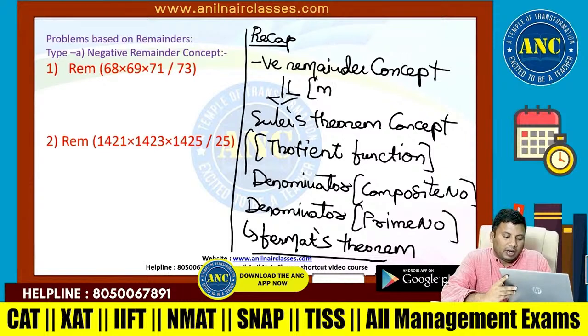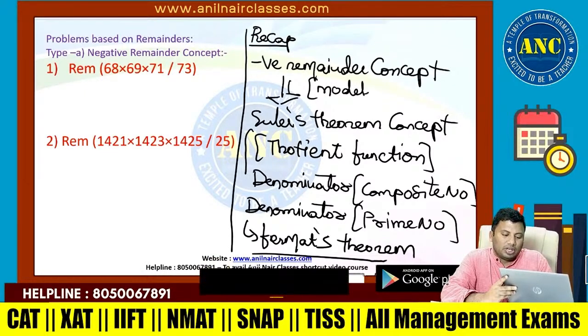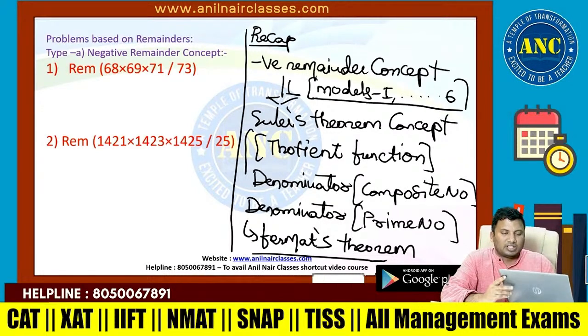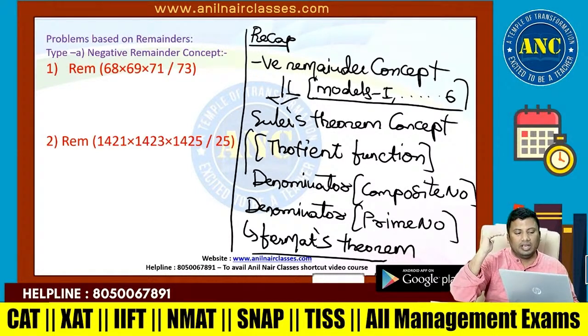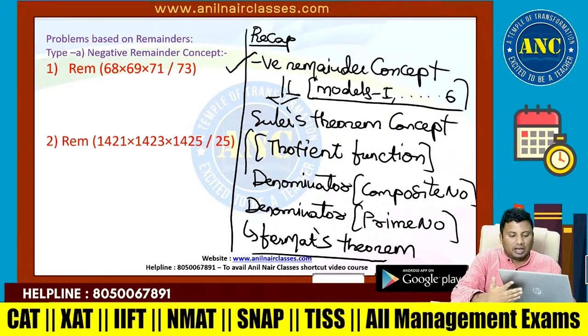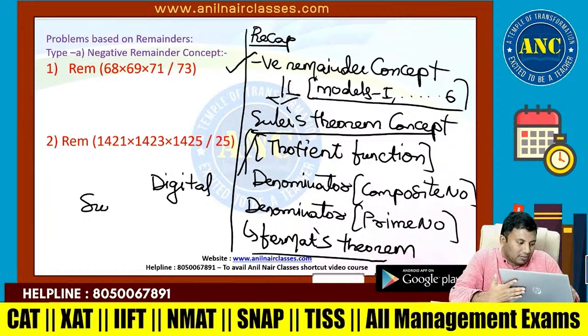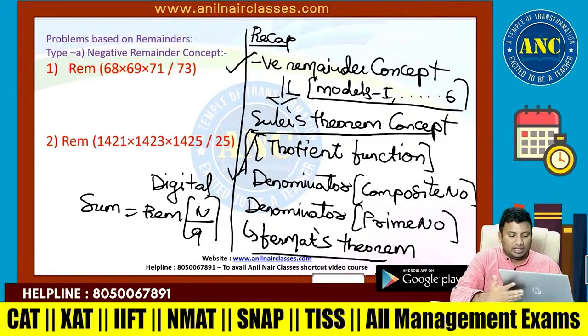In negative remainder, we discussed models 1, 2, 3, till 6, and the seventh one is power to the power. So 7 models we have discussed in the negative remainder concept. In Euler's theorem, we also discussed how to find the digital sum of a number. It is nothing but the remainder when you divide a number by 9. That also we used. Then we discussed denominator prime number.